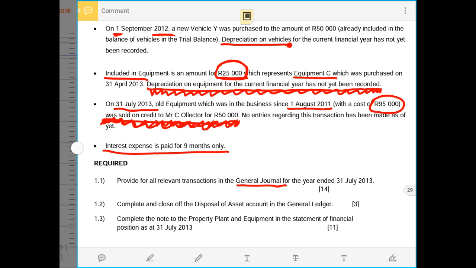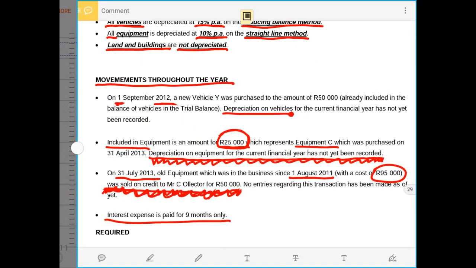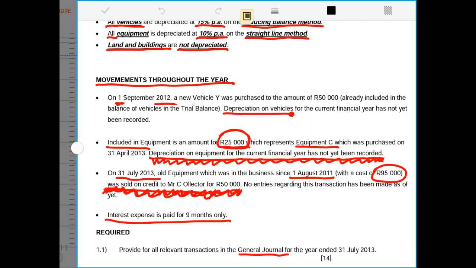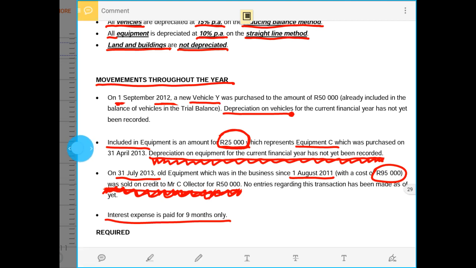So now I will just start with my ledger account, and starting with my ledger account, I will do the ledger account for vehicles. Then I'll do the ledger account for accumulated depreciation on vehicles. Then after, I will stop there because motor vehicles were not disposed. Then after, I'll take the same information, then we'll transfer that into the general journal. So now let me begin with the ledger account for vehicles at the cost price.